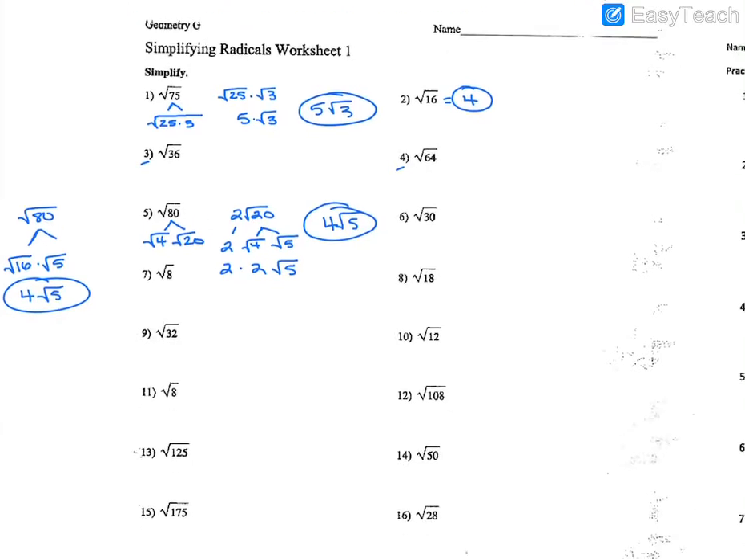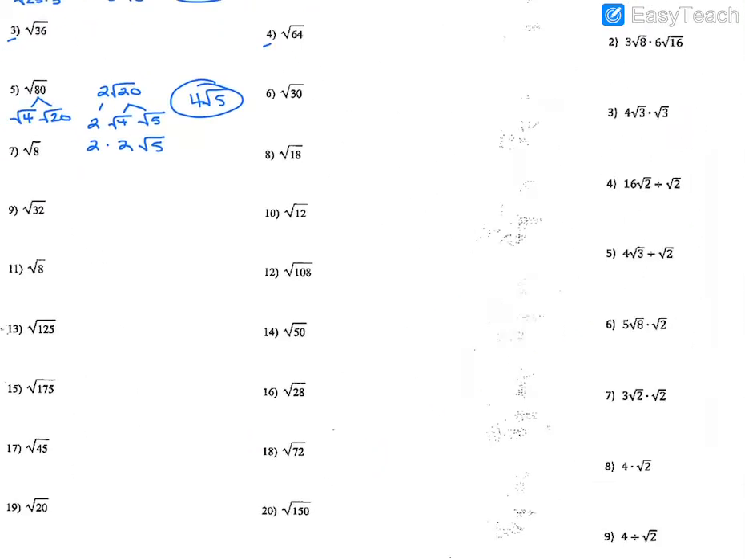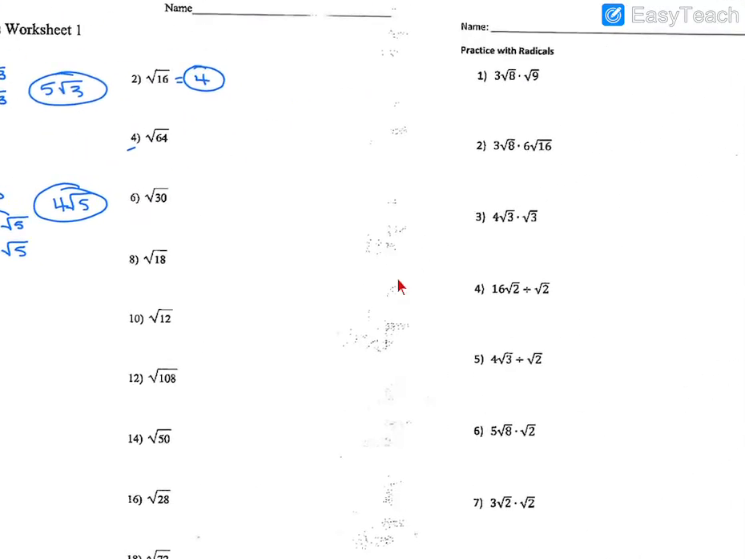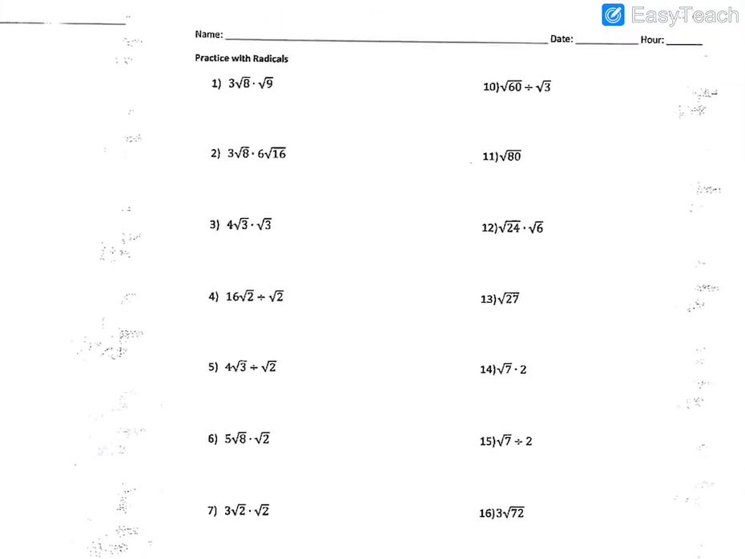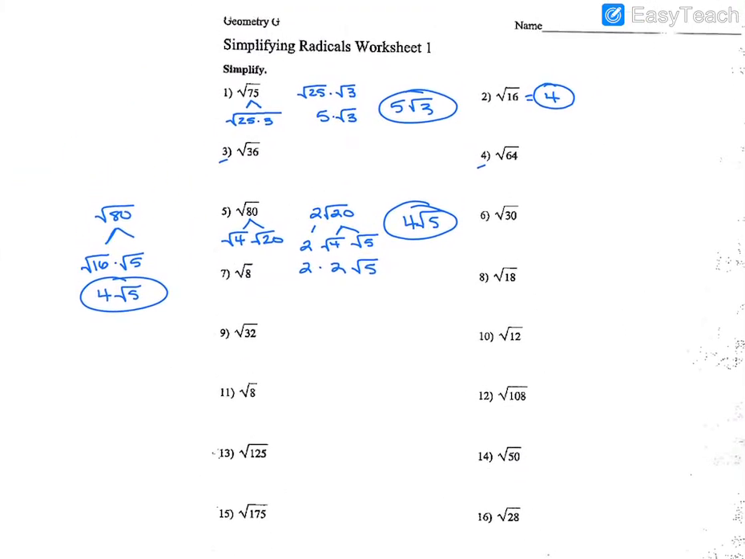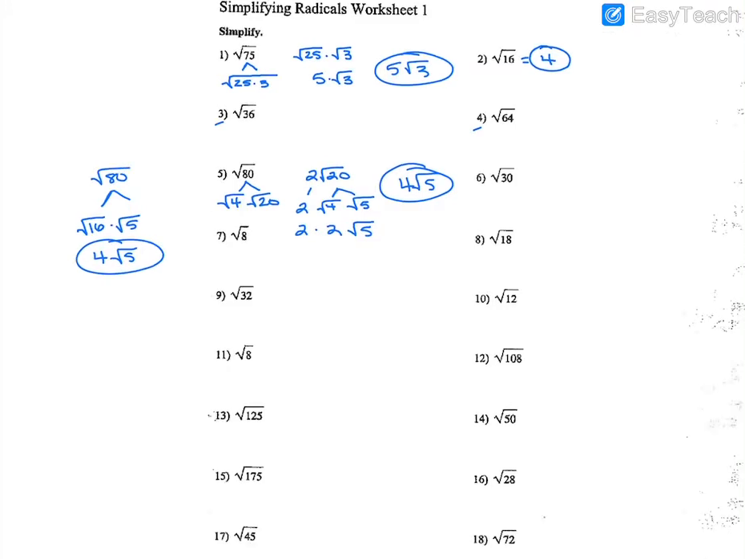That's how you're going to do this first page. So I will let you go through and work on this, and then I'll upload a second video for how to multiply and divide. So that is just with the simplifying. Some people like the factor tree method, so I can show that to you as well. So the square root of 80 is what we did.